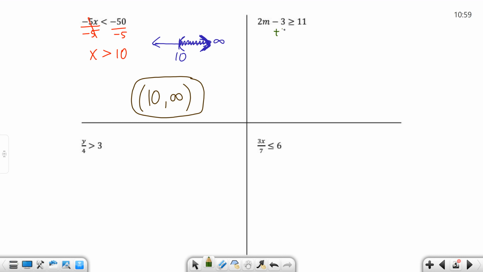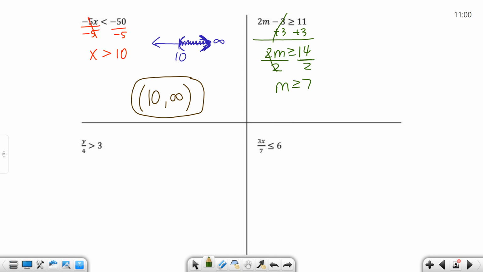What do I do first on this one? I'm going to add 3 to both sides because I undo addition or subtraction first. 2m greater than or equal to 14, and then I divide both sides by 2. M is compared to 7. Do I change my greater than or equal to? No, because I divided by a positive number there. Do not change it. M is greater than or equal to 7.